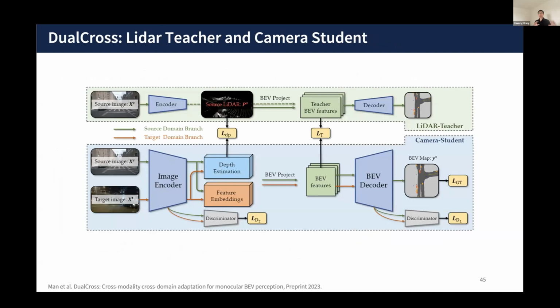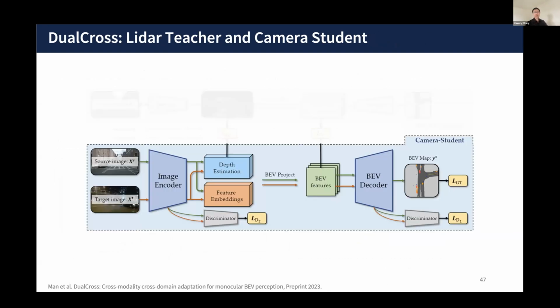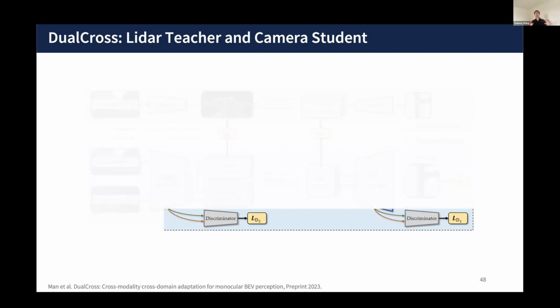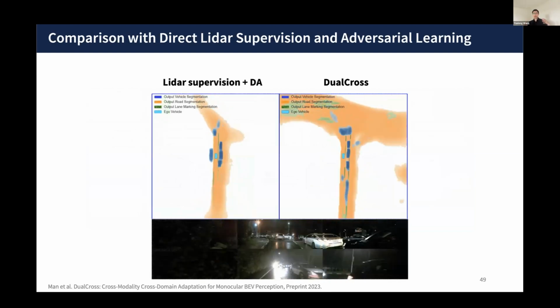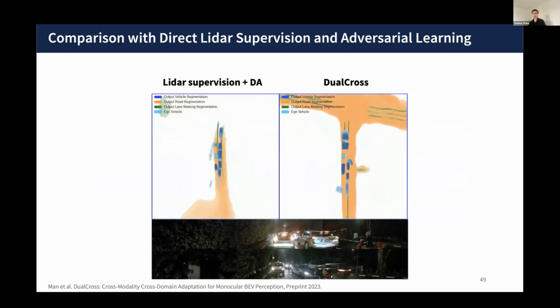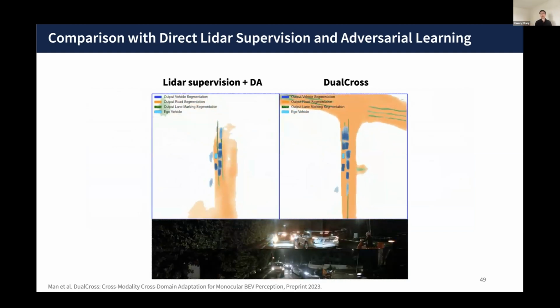So more specifically, DoCross includes three components. First, the LiDAR teacher uses voxelized LiDAR point clouds to transform the image features to the bird's eye view, BEV, frame. It provides essential knowledge on how to guide image learning given LiDAR information. Second, the camera student is supervised by the teacher model as well as the LiDAR ground truth. In addition, two discriminators are used to align features from source and target domains. Here shows a day-to-night adaptation scenario where DoCross is compared with direct LiDAR supervision and an adversarial learning model. DoCross leads to more stable and consistent segmentation results.